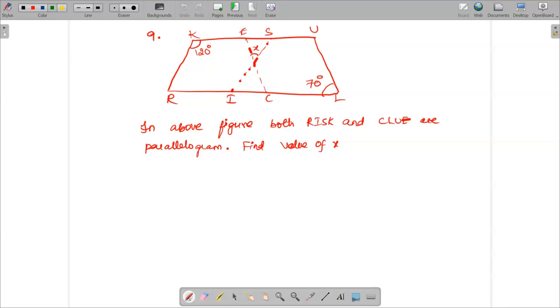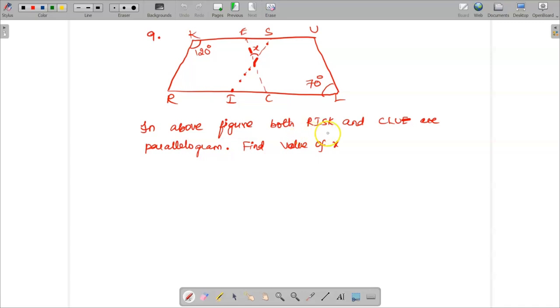Today we are going to see chapter number 3.3, problem number 9. So here a trapezium is given, where I have two parallelograms, that is RISK is one parallelogram and then CLUE is another parallelogram. Okay, so we have to find the value of x. X is here, we have to find that.